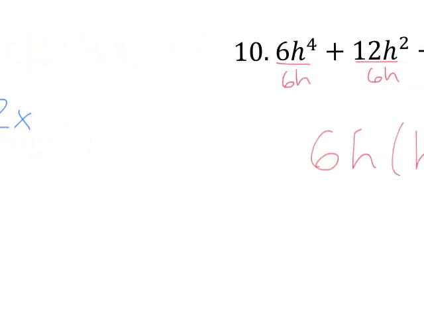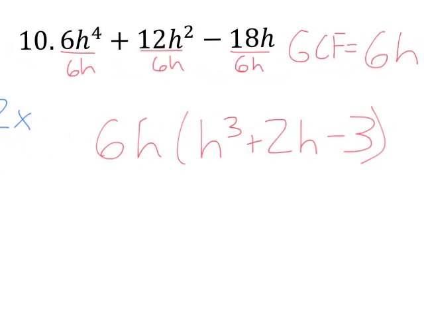All right, and the last, number 10, GCF is 6h. I divide 6h out of each piece, stick it out in front of my parentheses, and you can see what's left inside the parentheses. This isn't that hard. No, it's not. Okay, do we have any questions?